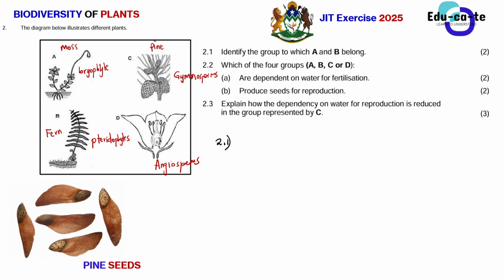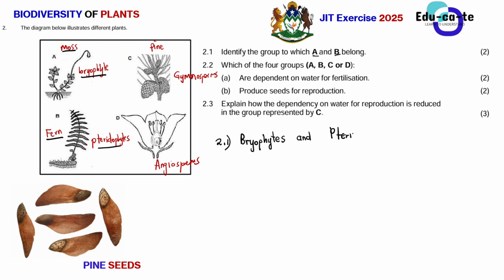Starting with 2.1, it says identify the group to which A and B belong. So A is a moss, it belongs to the bryophyte, and then B is a fern, it belongs to the pteridophytes. So the reason I gave you the name of these plants is so that you can make sure that you understand that the actual plant is known as a moss, but it belongs to the bryophytes. The actual plant is known as a fern, but it belongs to the pteridophytes. So the group to which a moss belongs is the bryophytes. Or you can say it is a division bryophyta.